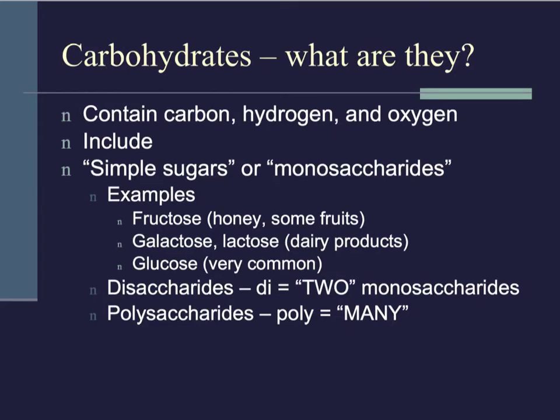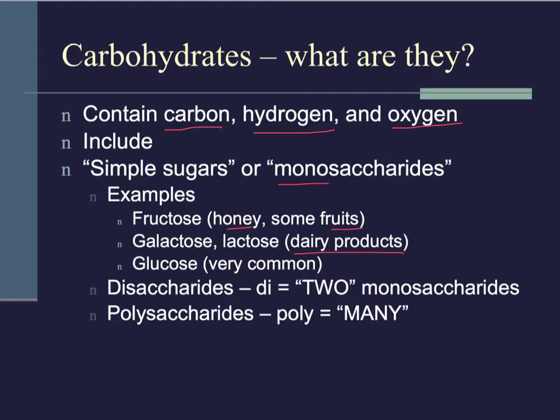Another one of our macromolecules is carbohydrates. Carbohydrates are made up of carbon, hydrogen, and oxygen. There are different forms of carbohydrates. We have our simple sugars, which are called monosaccharides. Some examples of these would be fructose, which you find in things like honey and other fruits, galactose or lactose, which you find in dairy products like milk, and glucose, which is very common, like we see in table sugar.